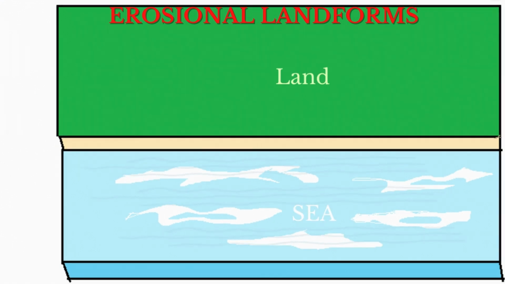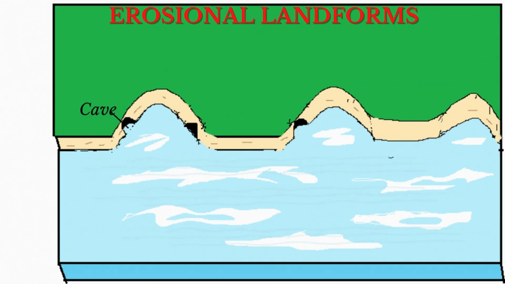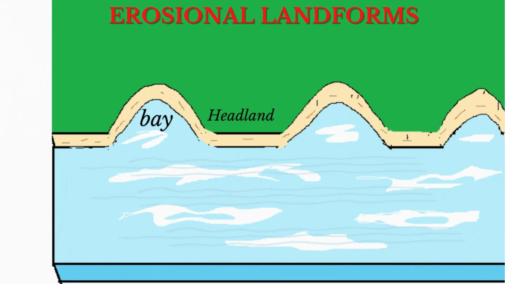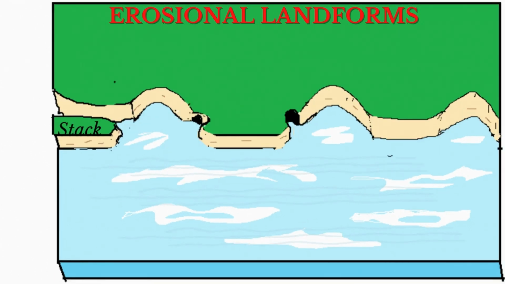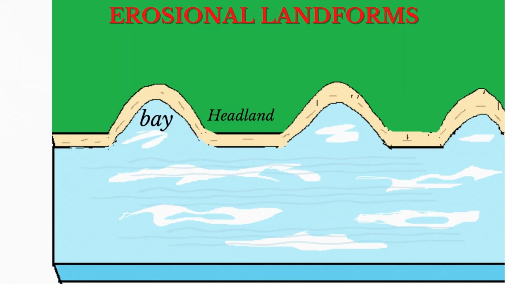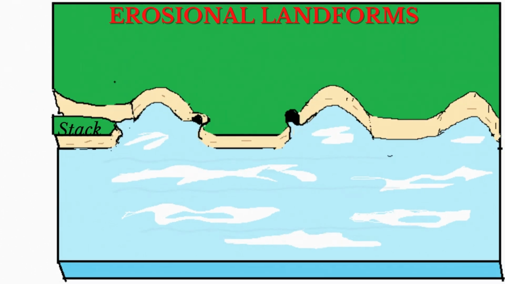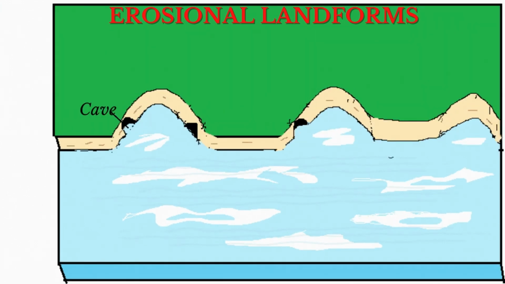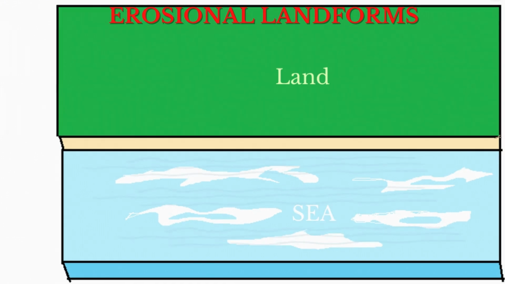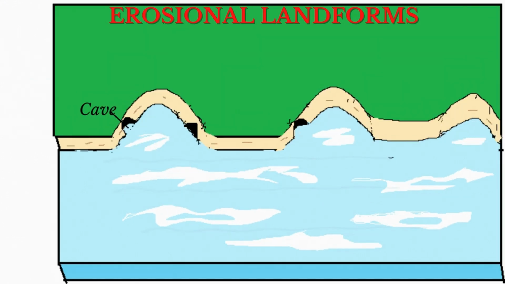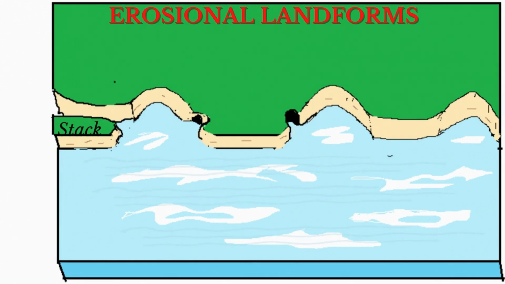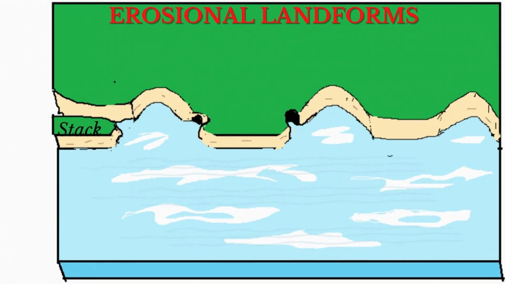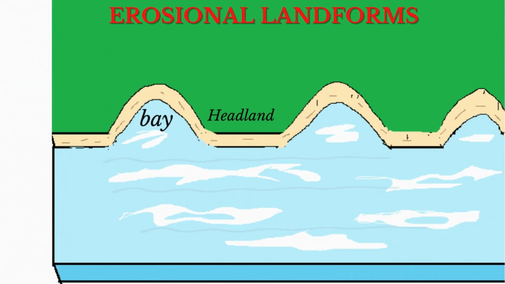Now, when this happens, the headlands will become more exposed to the full force of the waves, while the bays are more sheltered. So, as the headland is attacked by the waves, the sides of the headland will begin to be eroded, forming caves. When the backs of the caves meet, it will result in the formation of arches.